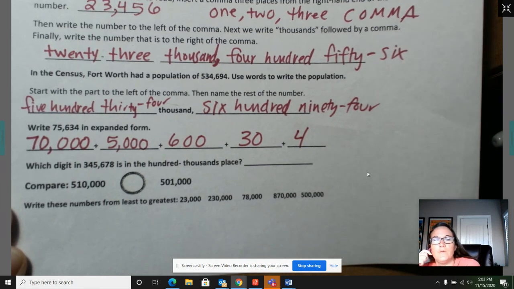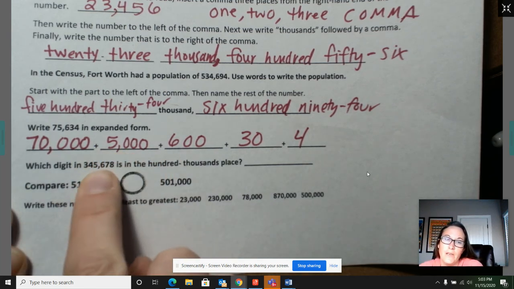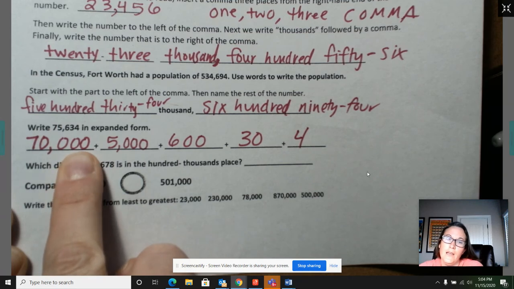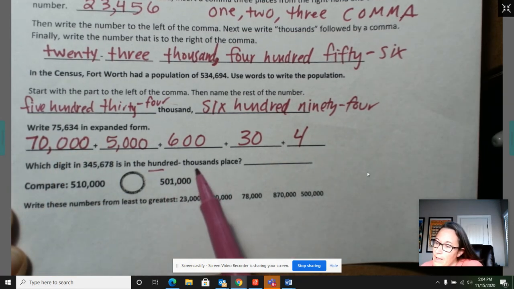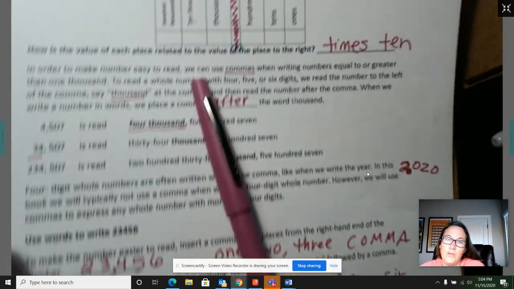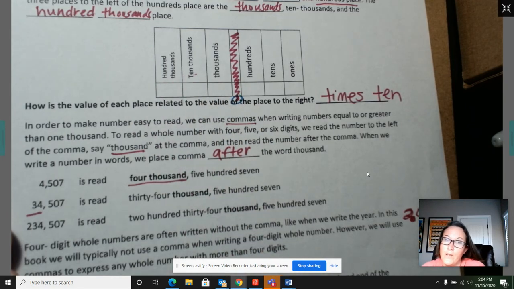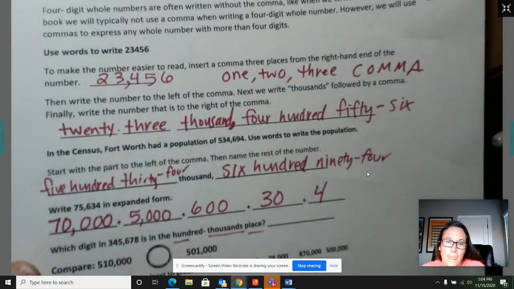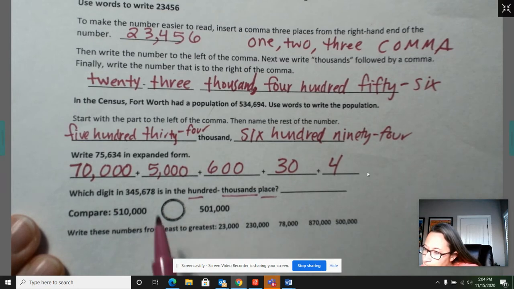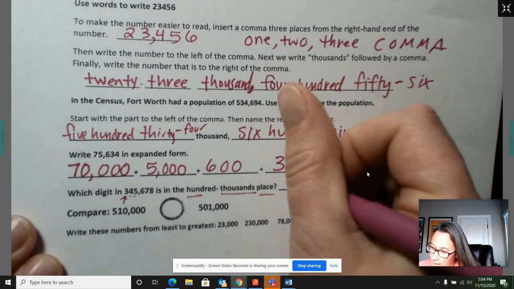All right, the next one says which digit in 345,678 is in the hundred thousands place. I'm going to go up here to my chart. 100,000. So there's my comma. I need to go 1, 2, 3. So 1, 2, 3 over from the comma. Let's see. Comma, 1, 2, 3. So the 3 is in the hundred thousands place.